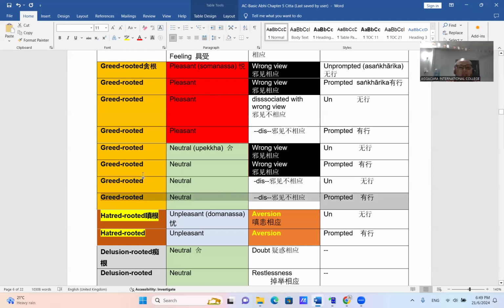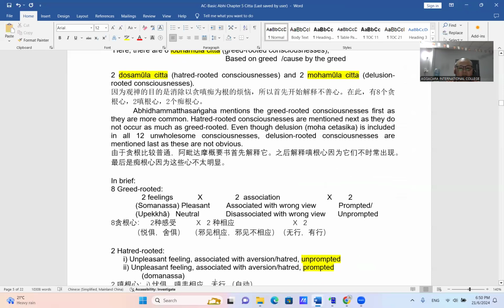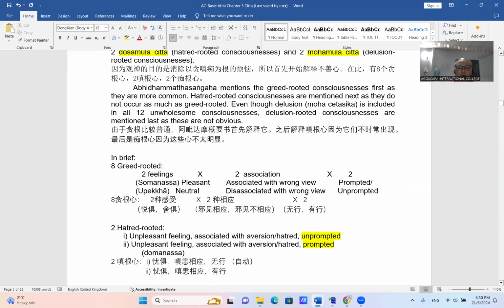So basically, for the greed-rooted mind, how do you get eight? Two types of feeling, wrong view or not wrong view, prompted and unprompted. If you can remember this formula, it's very simple. Two feelings, two associations, two prompted or unprompted.